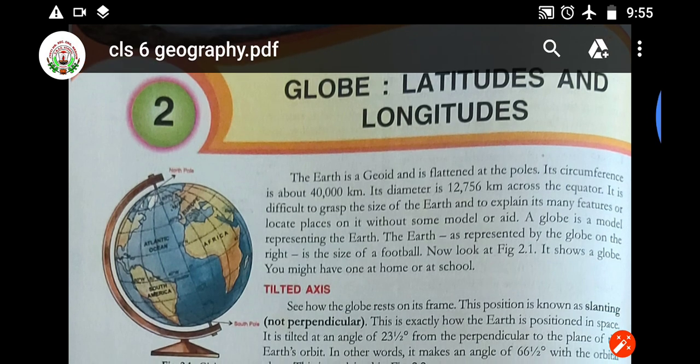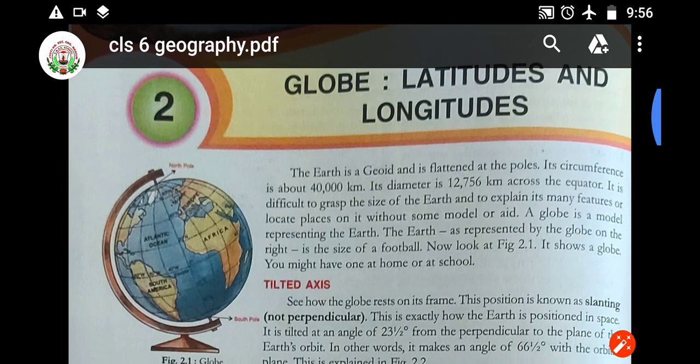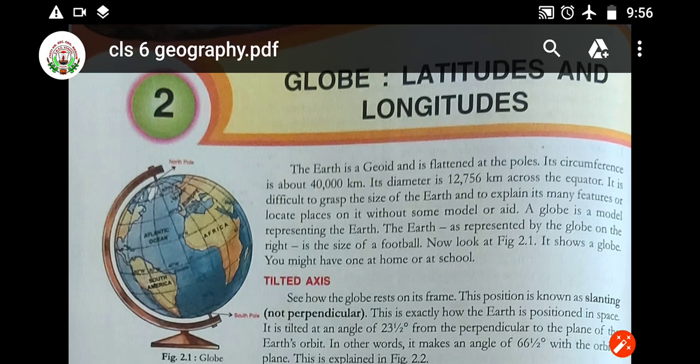You would have heard in the last classes also that the North Pole and South Pole are there. So at the poles it is flat. Its circumference is about 40,000 kilometers. You know about a circle, right? The circle has a 360-degree circumference. Its diameter is about 12,756 kilometers across the equator. So the equator is called the biggest circle, the great circle also.